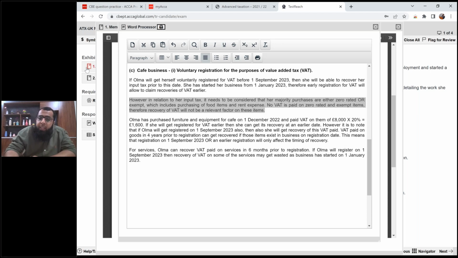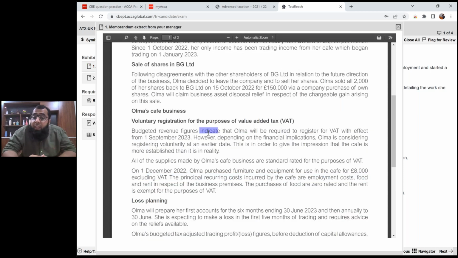Okay, so let's read the question again and then let's see if there is any other point. Budgeted revenue figures indicate that Alma will be required to register for VAT with effect from 1st September 23. However, depending on the financial implications, Alma is considering the registration for VAT at an earlier date. Okay, this is in order to give impression that cafe is more established. All of the supplies made by Alma's cafe business are standard rated for the purpose of VAT. On 1st December, there is purchase of furniture and equipment. Our principal costs are employment, food, and rent.